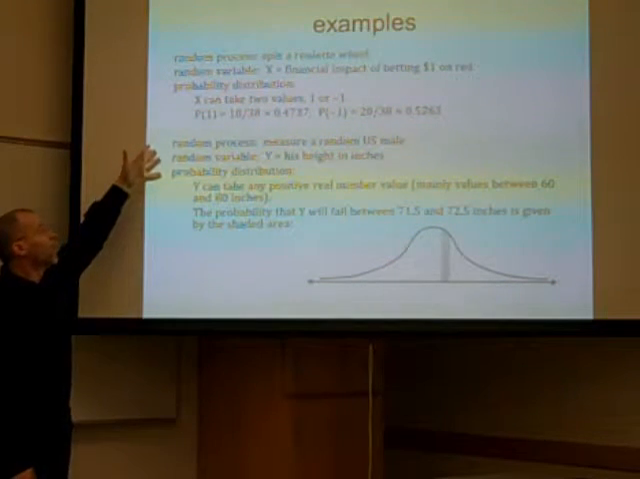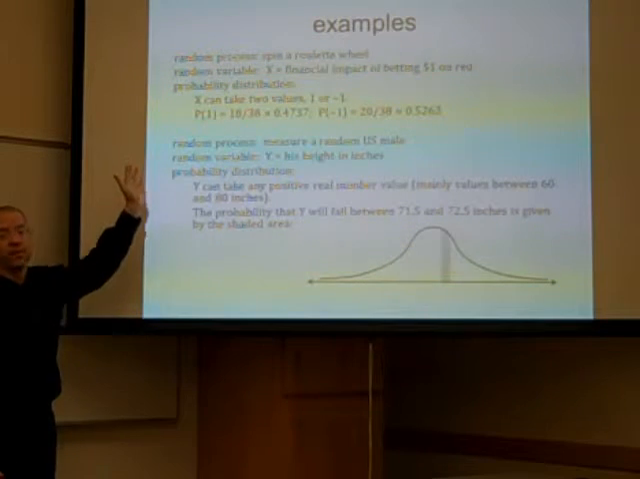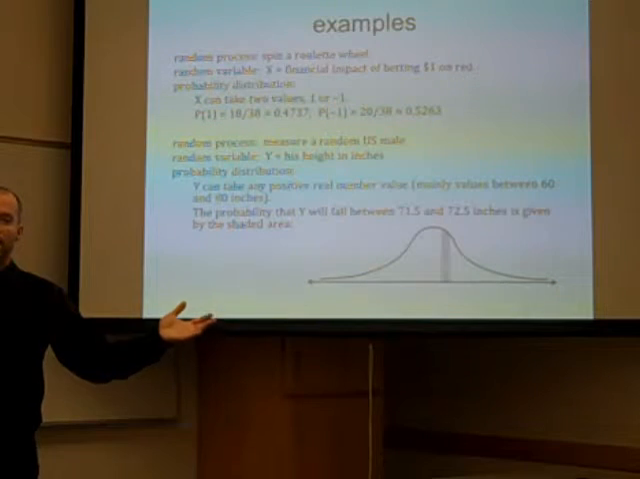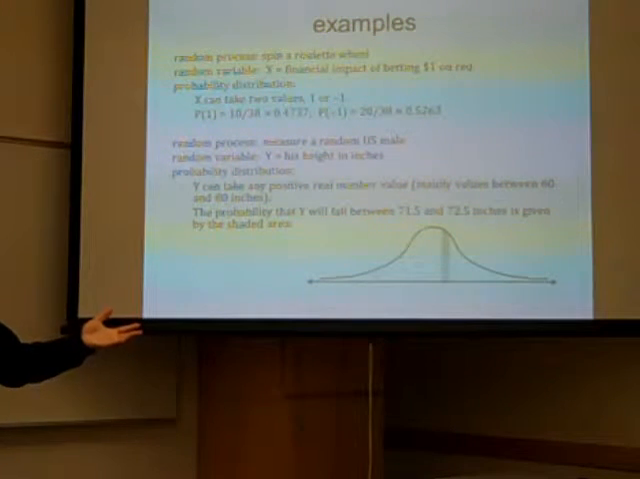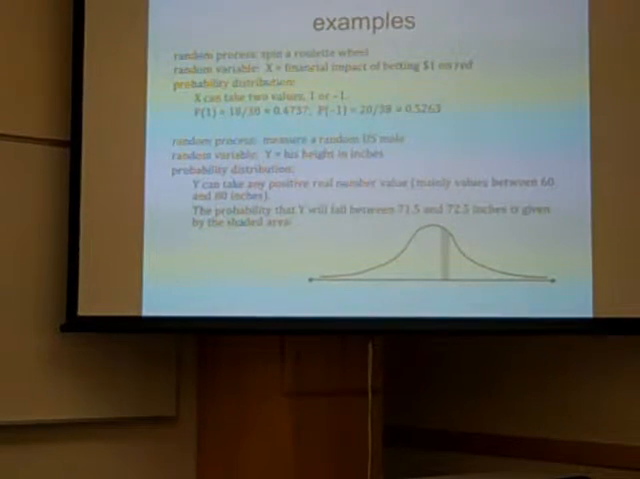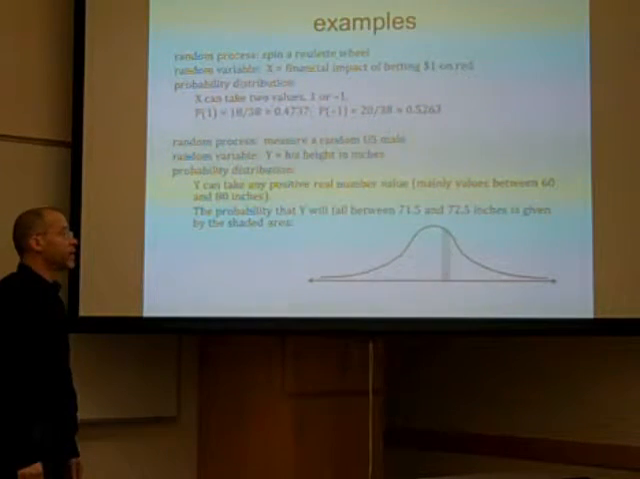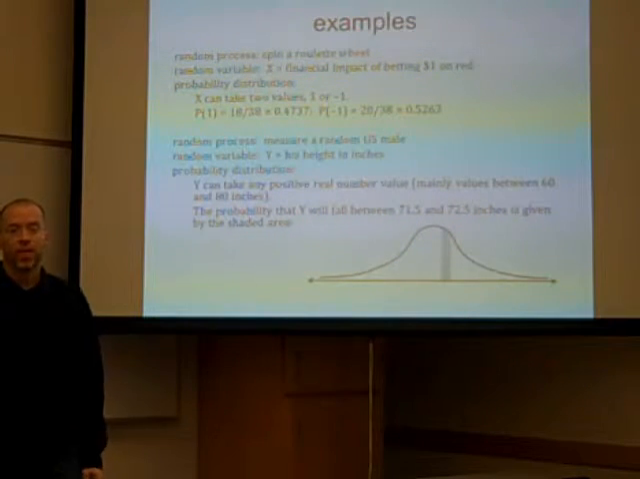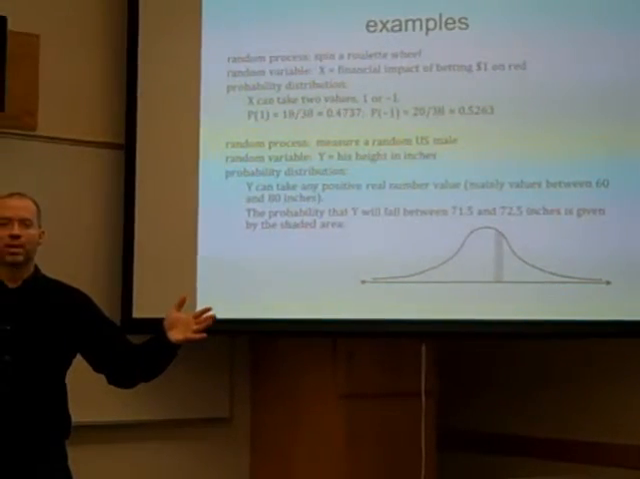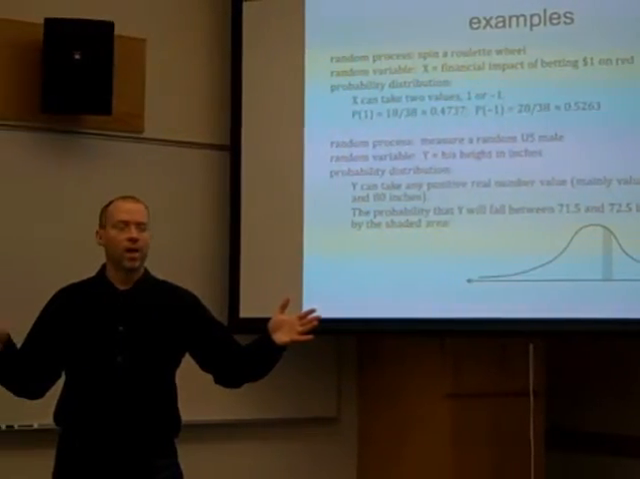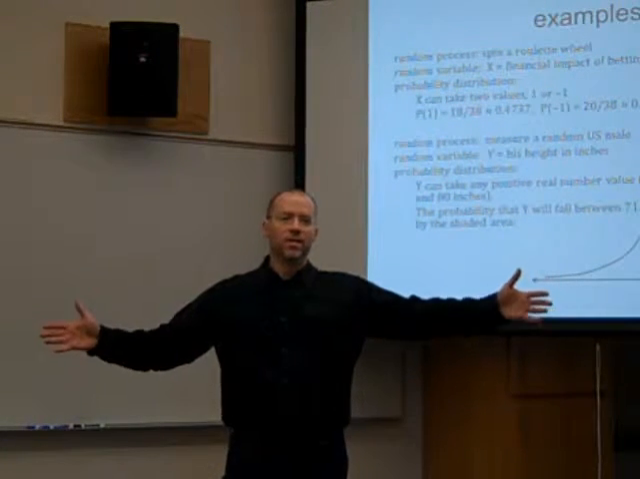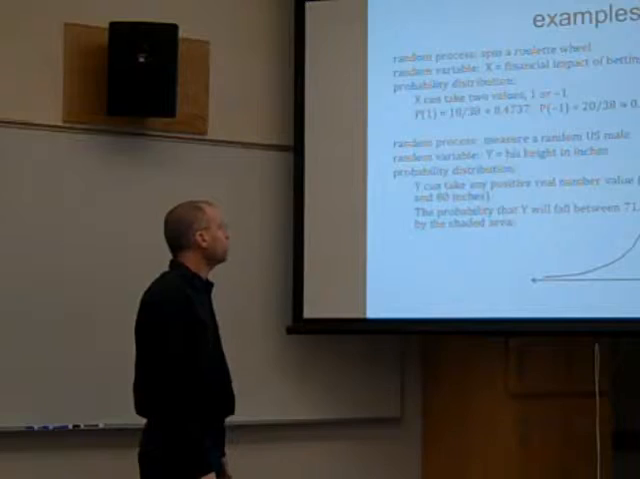Here's another example. A random process is measuring a random U.S. male. So select an adult male at random from the population and check his height. That's a random process, and it has various outcomes. If you think about it, this is quite a bit more complicated. There are really infinitely many possible outcomes, possible heights, and they would correspond to real numbers on an interval, right? You could have all kinds of different heights.